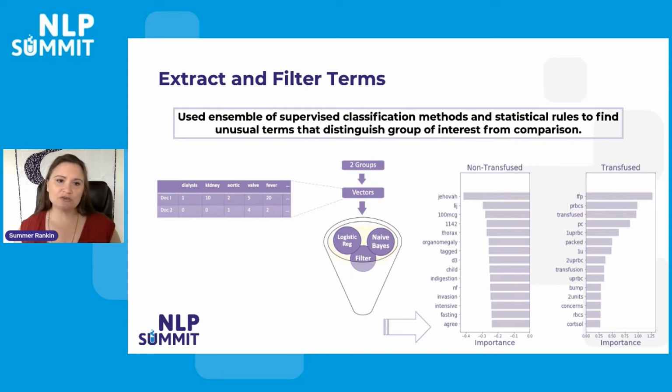And so what we do is we end up keeping the top terms or the most important terms for the group of interest. So in this case, it would be the top 5,000 terms for the transfused group. We did the same thing with naive Bayes.